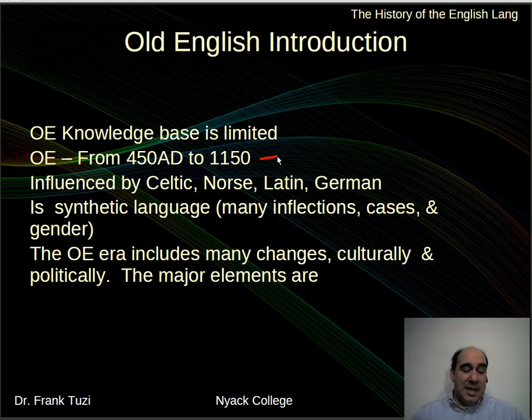It's a synthetic language, and what that means is that it has lots of different inflections and cases and gender. Anybody who's ever studied German knows there are 7 ways to say the, because there are all these different cases. Modern English doesn't have them today. We'll look at that in just a little bit.